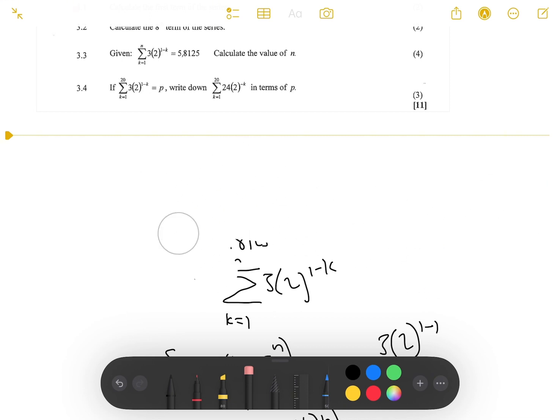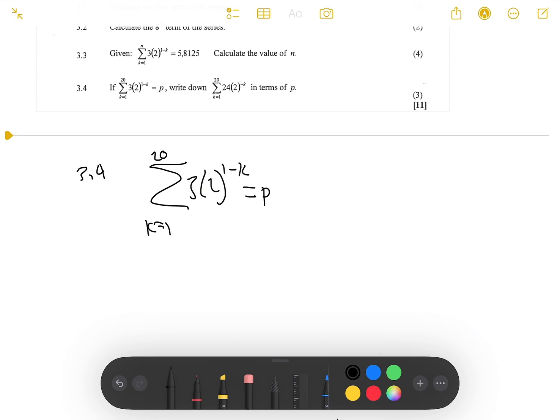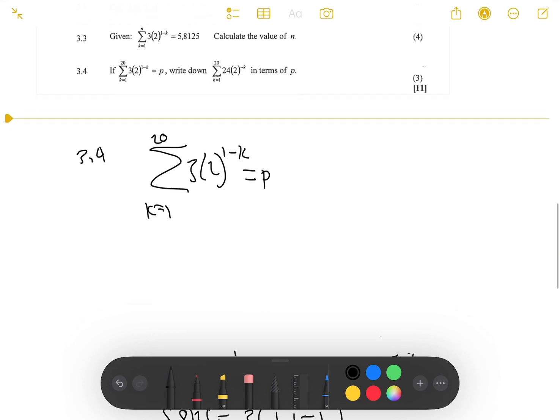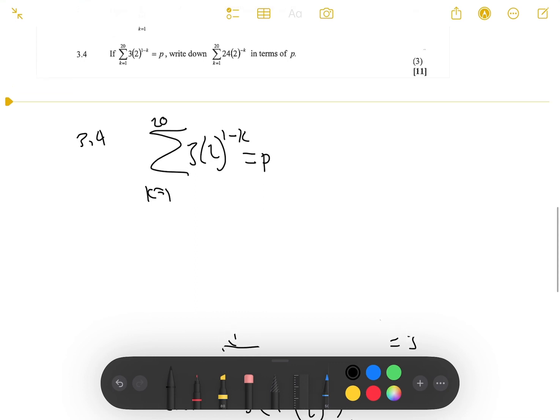So if the first part is the sum of K equals to P, and then they say write down what is the next part in terms of P. Okay, so 3.4, we are given the sum from k equals 1 to 20 of 3 times 2 to the exponent 1 minus k, all equals to p, right? From this, what do we know? Basically, what does this tell us?